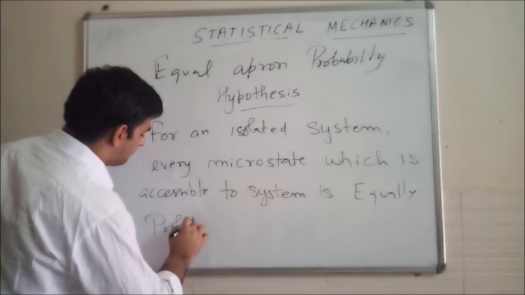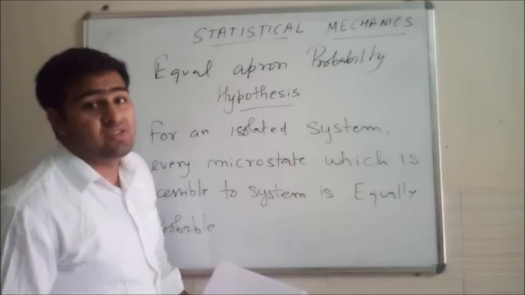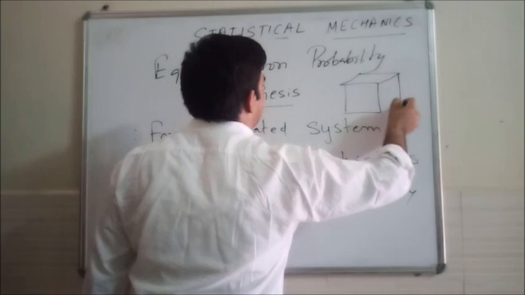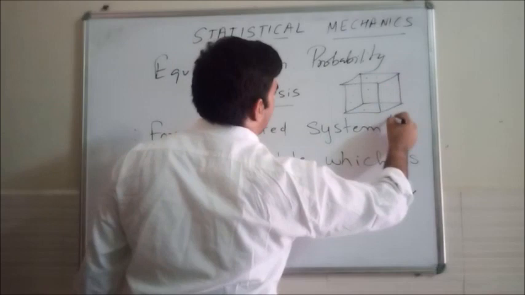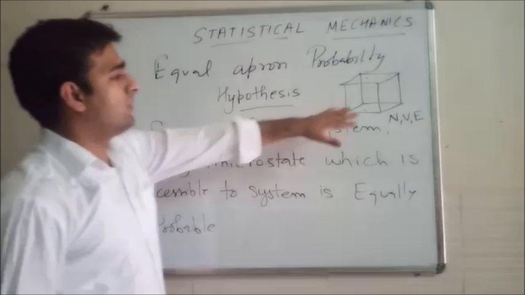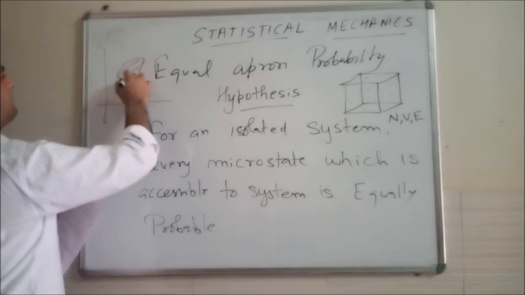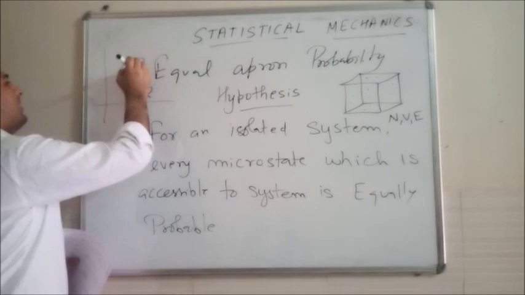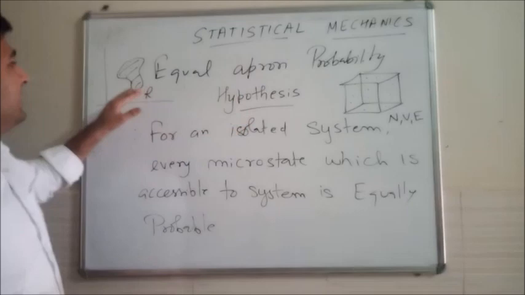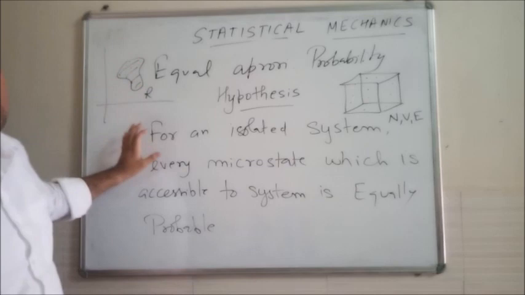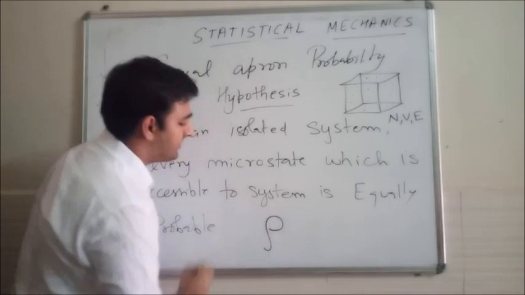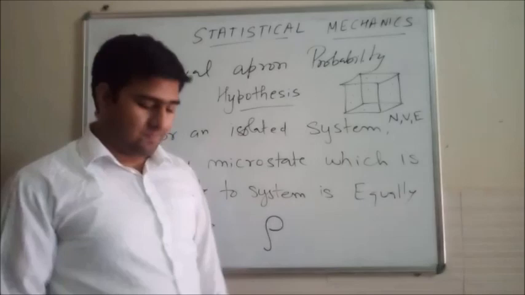So let's take an isolated system. An isolated system is a microcanonical ensemble. So let's take the same ideal gas. Now it has N particles, volume V, energy E. So for a given volume and a given energy, the phase space has a region of constant energy. Now, these points are its corresponding microstates. What this hypothesis says is that it has equal probability to be in any of the microstates. This will help us to deduce the phase space density. And it turns out that the phase space density is just a constant. And we will derive that next week.